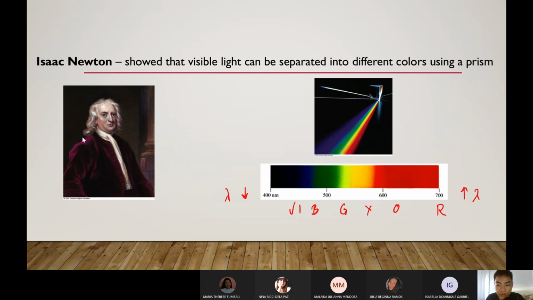So, si Sir Isaac Newton yung may pakana niyan. Kaya makikita nyo sa Facebook, sa Google, if you look for Isaac Newton, you will see a picture of him holding a prism showing different colors. So, saan ba natin to magagamit tong review na to mamaya?